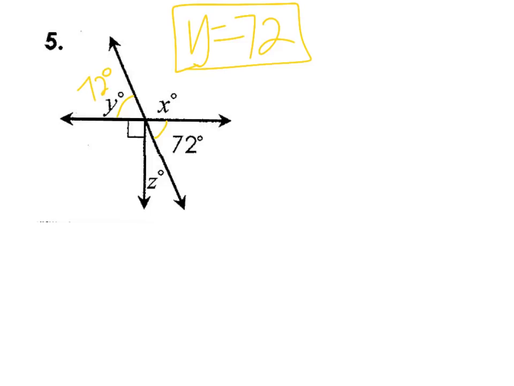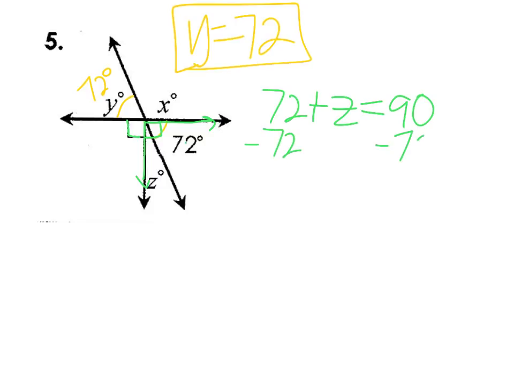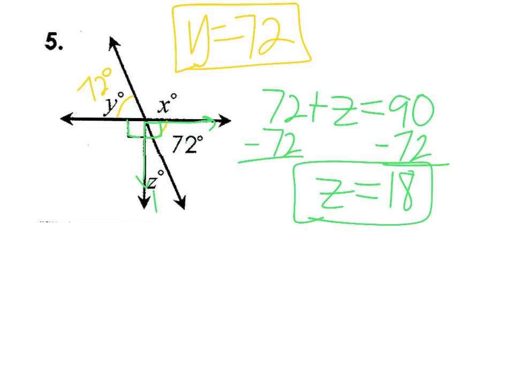Then we also know that if this is a right angle, that means this is a right angle as well. So these are complementary angles. So 72 plus z equals 90 degrees. Subtract 72 from both sides, and we get that z equals 18. So this one right here equals 18.